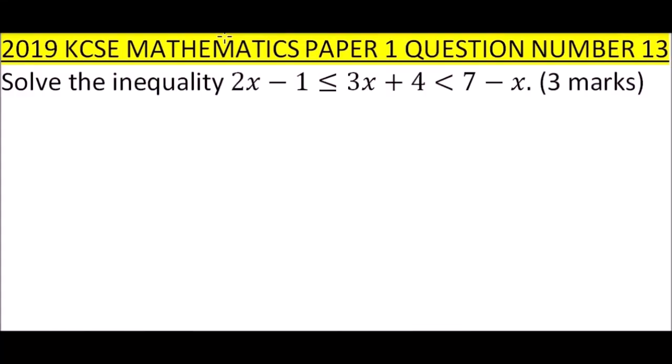So this is number 13, 2019, paper 1. We are told to solve the inequality 2x minus 1 less than or equal to 3x plus 4 less than 7 minus x. You get 3 marks.